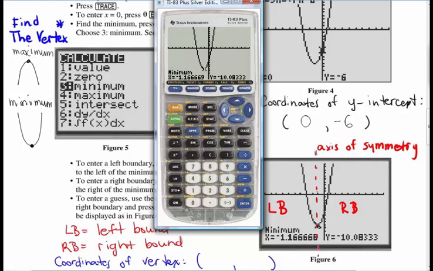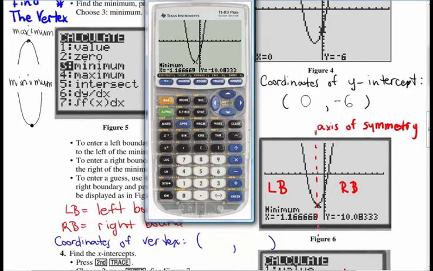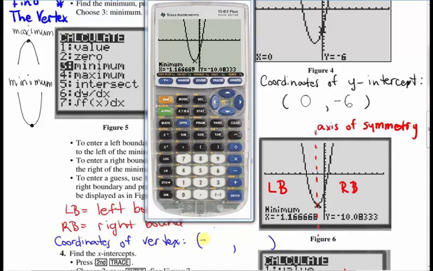It happens when x equals -1.17 to the nearest tenth, and when y is equal to -10.08 to the nearest tenth. Okay, so let's write that here. To the nearest tenth, your x-coordinate is -1.17, and to the nearest tenth, your y-coordinate is -10.08. So what this tells you is that your lowest y value on your parabola is -10.08, and when that happens, x is equal to -1.17. Okay, so that's the coordinates of that point.